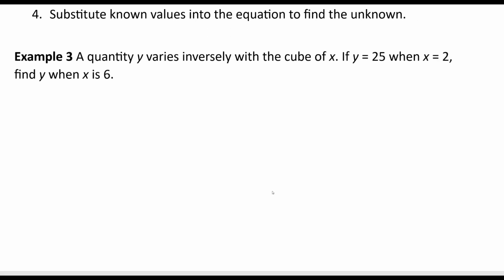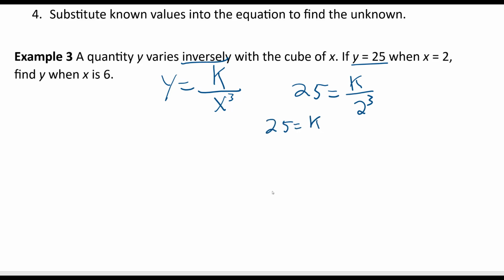So, a quantity y varies inversely as the cube of x, so y equals k over x cubed. As soon as I read inversely, I know it's going to be k over something. If y is 25 when x is 2, then 25 is k over 2 cubed. Find y when x is 6. So very similar to the last one, but this one is inverse instead of direct. So we have 25 is k over 8. Multiply both sides by 8. k equals 200. So y is 200 over x cubed.